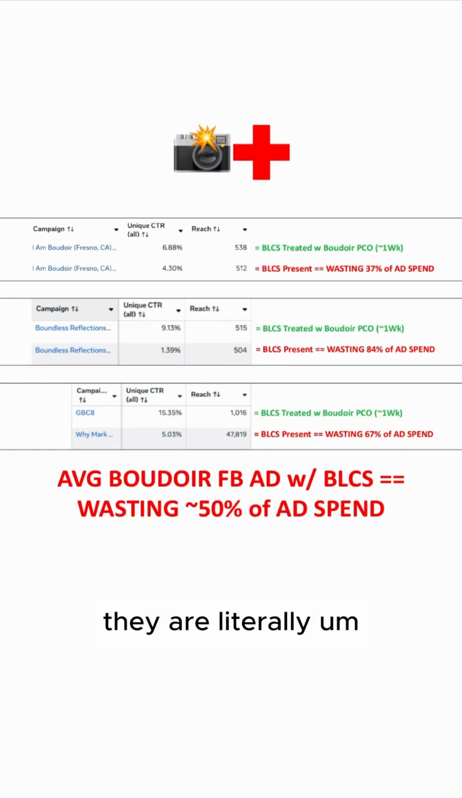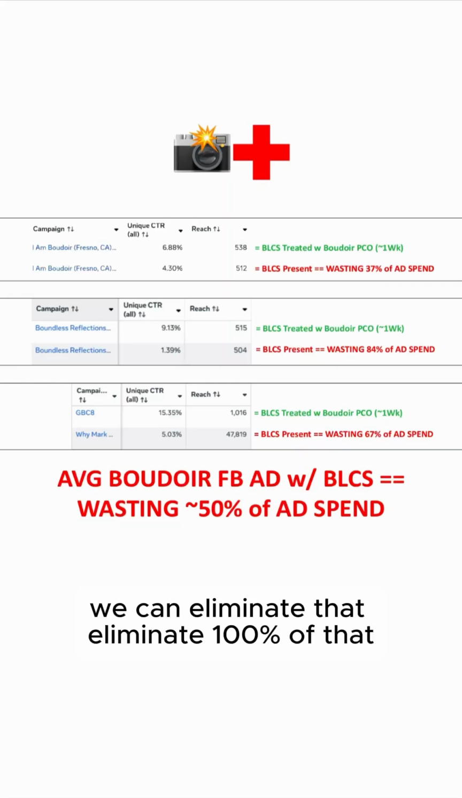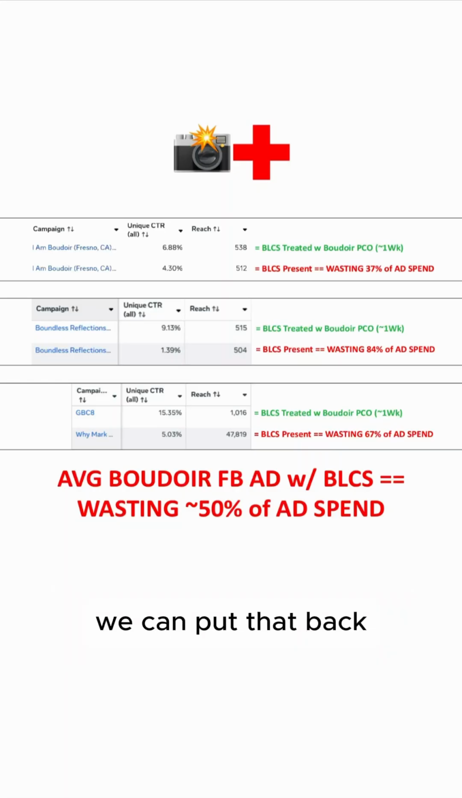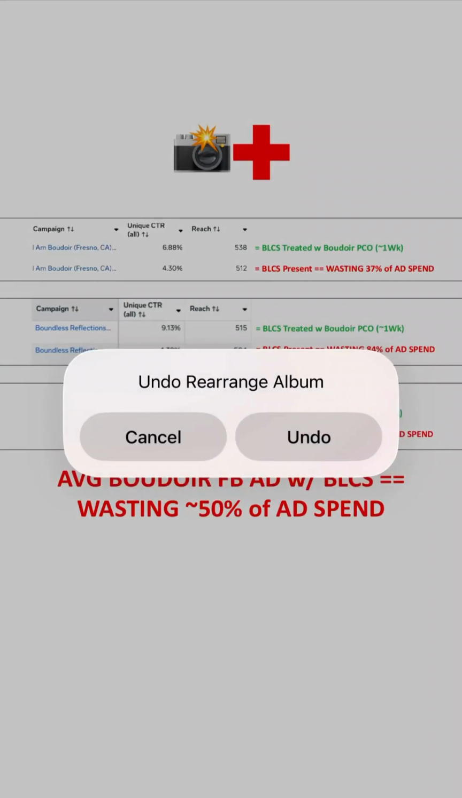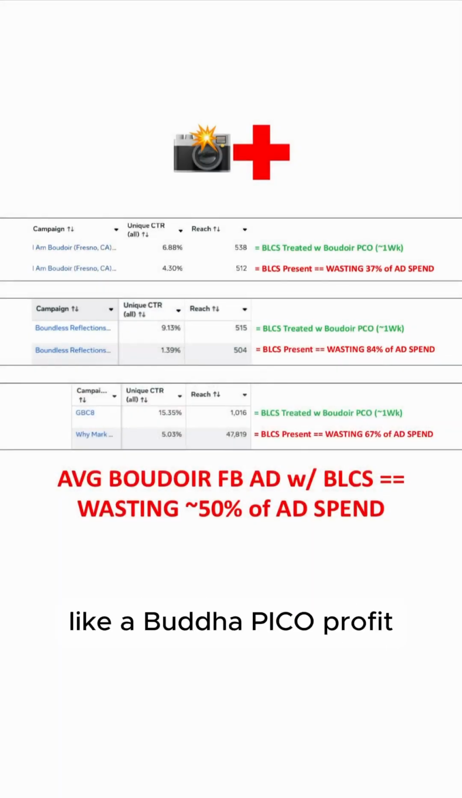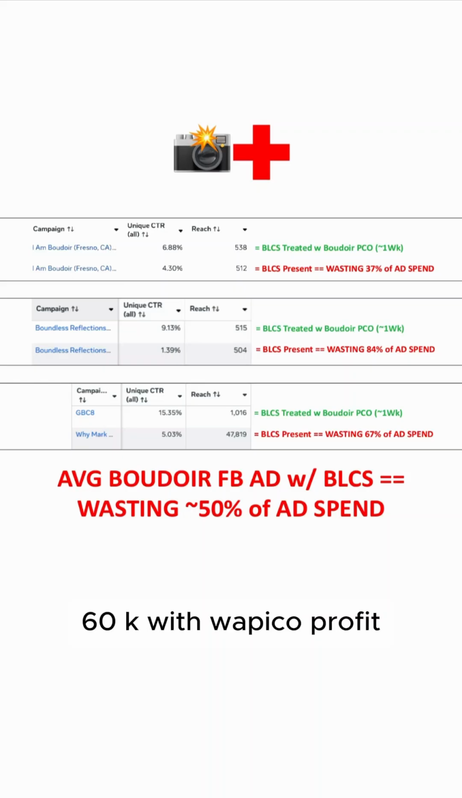they are literally, literally 5K is being wasted every single month. We can eliminate that, eliminate 100% of that. So approximately 5K is being wasted every month. We can put approximately that amount back in the Boudoir photographer's pocket by having them no longer need to spend it. So it'd be, again, a phantom profit, like a Boudoir Pico profit. And at the end of 12 months, it's like 60K phantom profit, 60K Boudoir Pico profit.